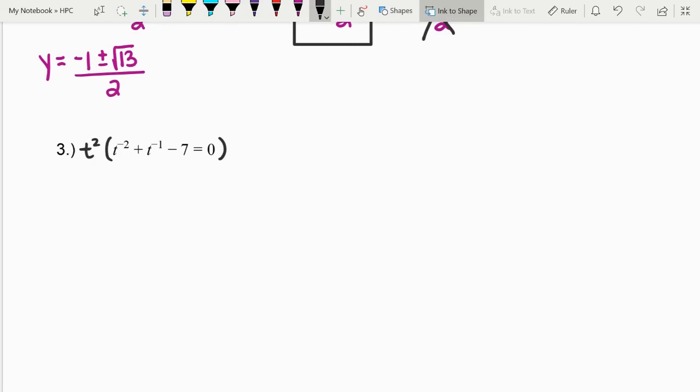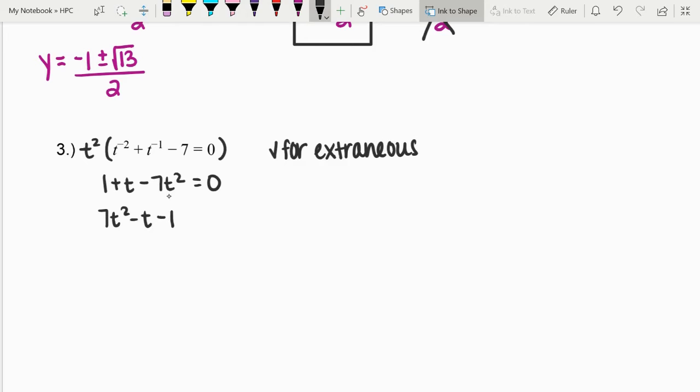Since I'm multiplying both sides of an equation by a variable, I do need to check for extraneous solutions at the end. If we multiply through by t squared, we are going to end up with 1 plus t minus 7t squared is equal to 0. I'm just going to rewrite that, multiplying through by negative 1, and I end up with 7t squared minus t minus 1 is equal to 0.